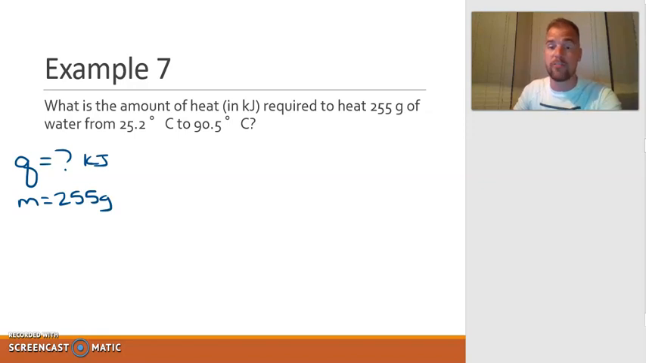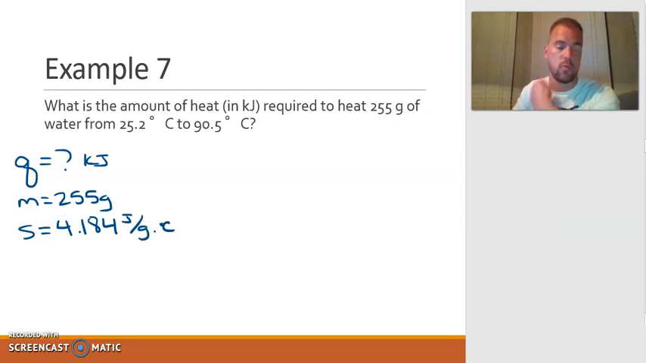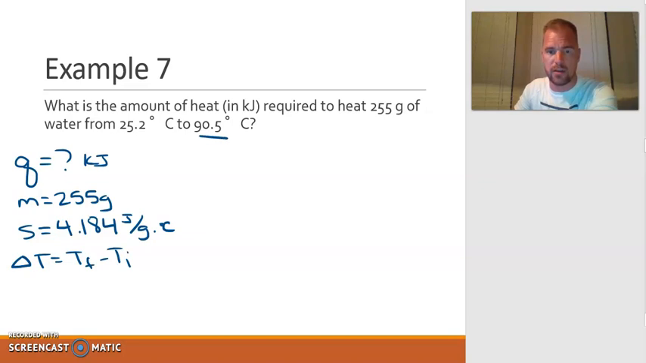Now, it doesn't give me the specific heat of water. You notice that? But water is one you need to know. Water is the only substance you need to memorize. And actually, liquid water specific heat is different than ice, or water in the gas phase, or steam. So only liquid water is the one you need to know. So 4.184 joules per gram degrees Celsius. That's your specific heat for water. And then delta T is T final minus T initial, which I know the final and I know the initial. So we'll calculate that.